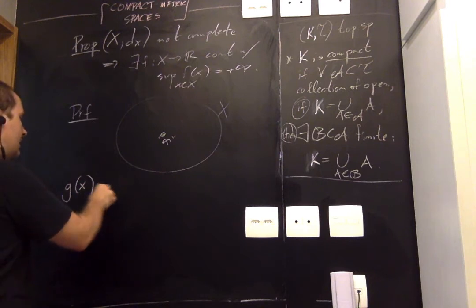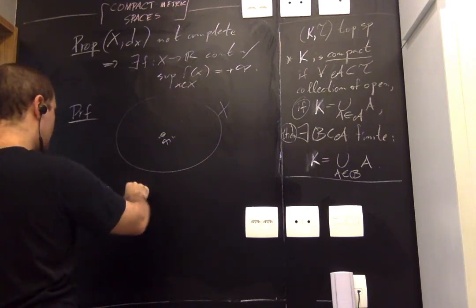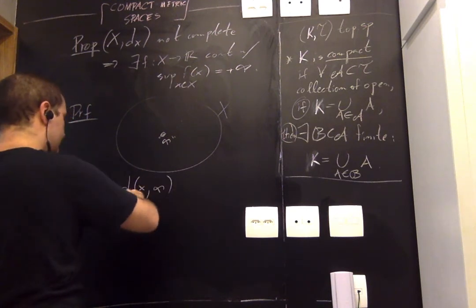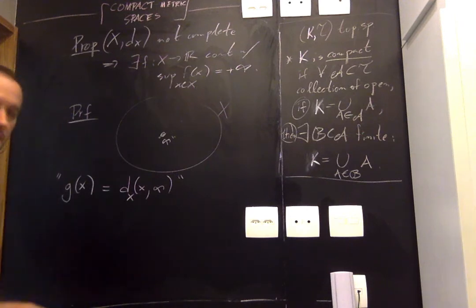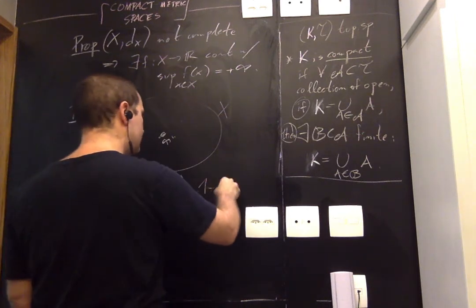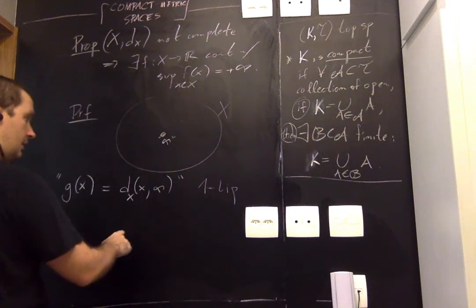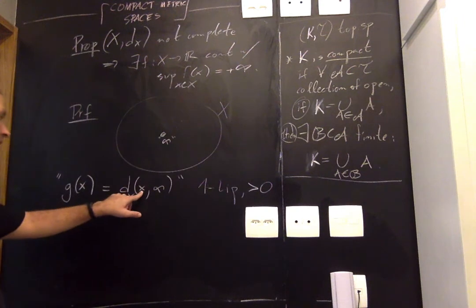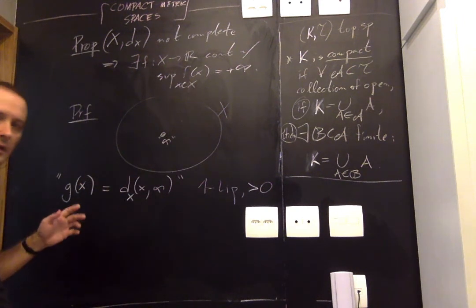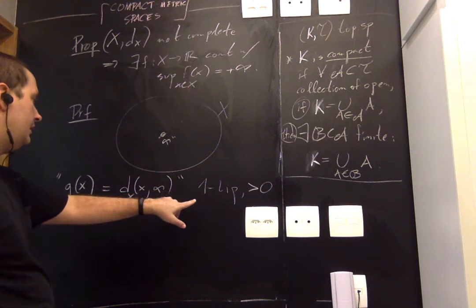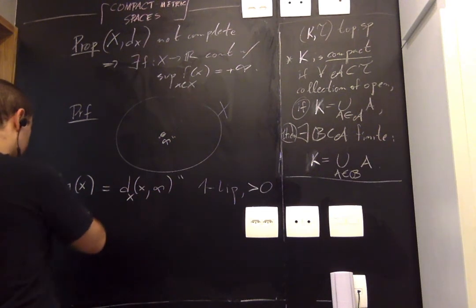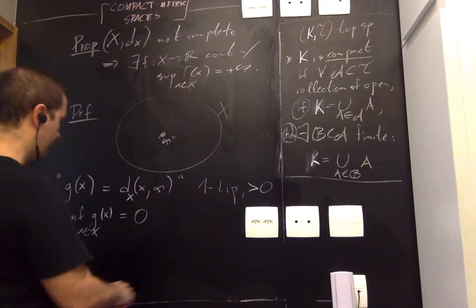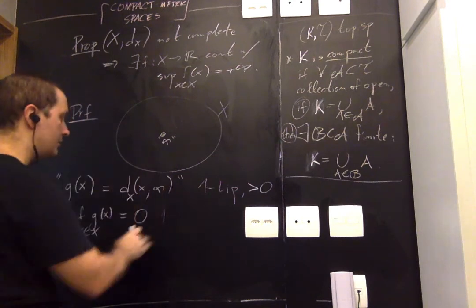So if I define a function like this, and this is still intuition, g of x equals the distance from x to alpha. Alpha is fixed, so we know this is a one Lipschitz function. It's positive because no point in X is equal to alpha, right? Alpha is a hole. But in fact, the infimum of g of x for x in X is 0, because you can get arbitrarily close to alpha.